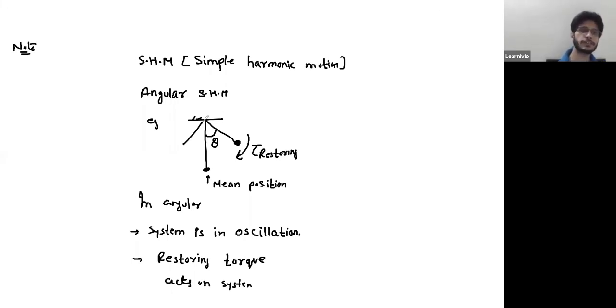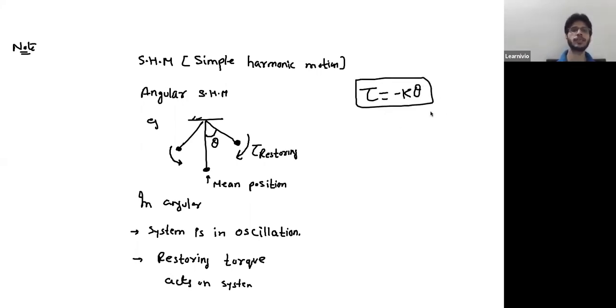In the same way, if it gets disturbed up to here, again a restoring torque will act over it, and that restoring torque will try to bring it towards the mean position. So this pendulum keeps on oscillating about its mean position due to restoring torque. And that restoring torque should be in this form, minus of k theta, where k is a constant known as spring constant. This negative sign shows that tau and theta are in opposite directions.